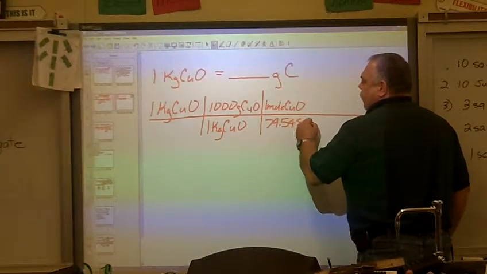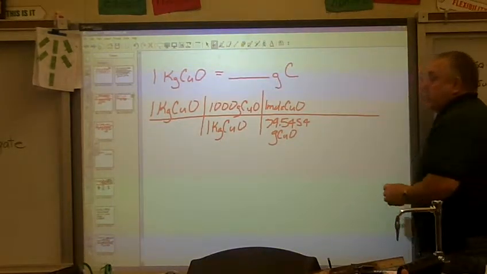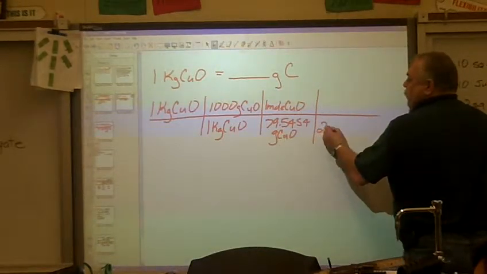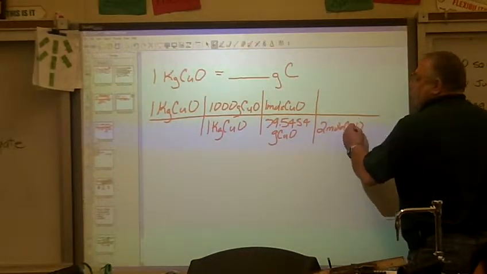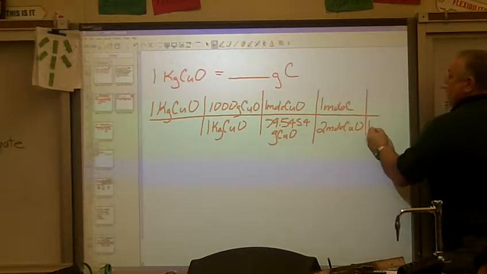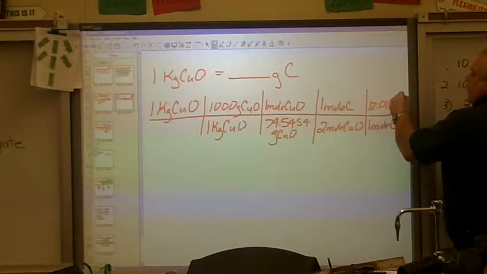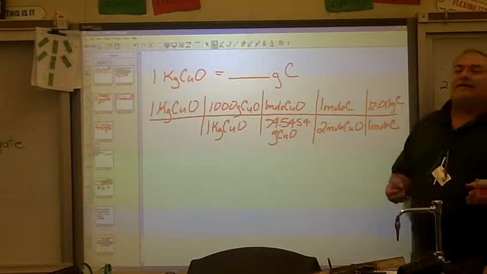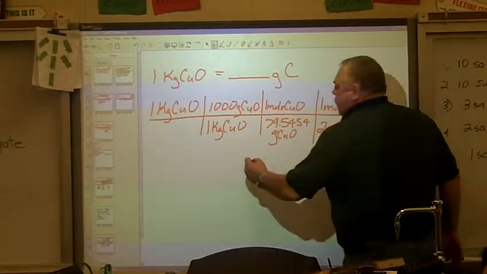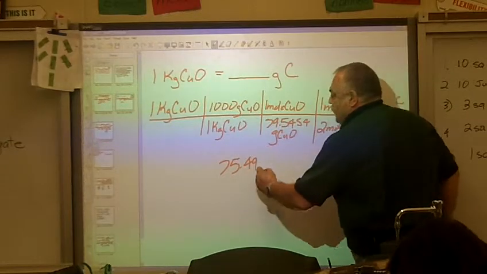79.5454. Okay, 54 grams of copper(II) oxide. And I know, according to the equation, for every 2 moles of copper(II) oxide, there's 1 mole of carbon. And I know that 1 mole of carbon weighs 12.011 grams. Now, what this is going to tell me is exactly how many grams of carbon would be required to do this experiment. Which in this case, 49, okay, we'll just leave it at that.